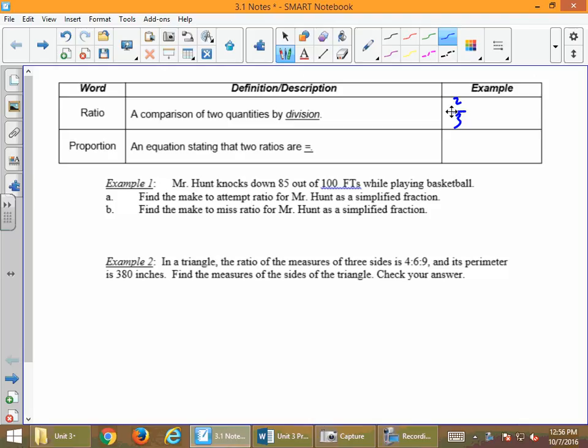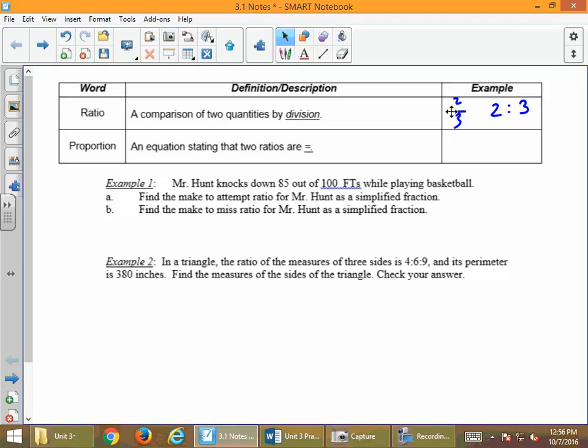It can also be written as this. 2:3. So the top number goes in the front, the bottom number goes in the back. You write it as a colon. It's on the back of the cover, so. Yeah. Sorry about that. That's an example of a ratio.